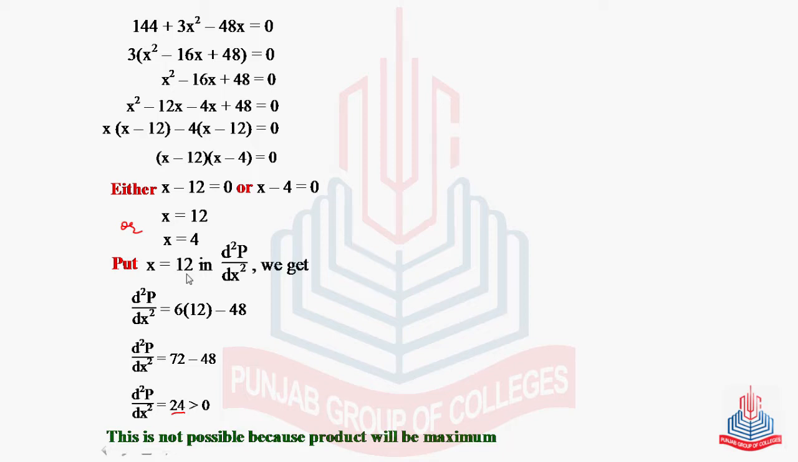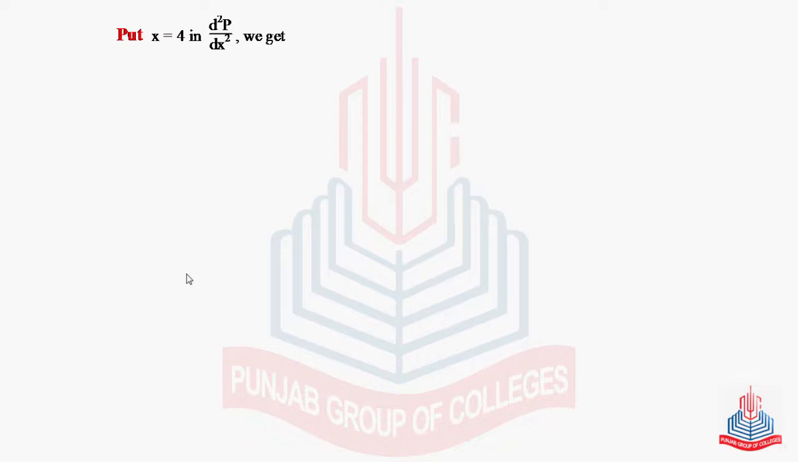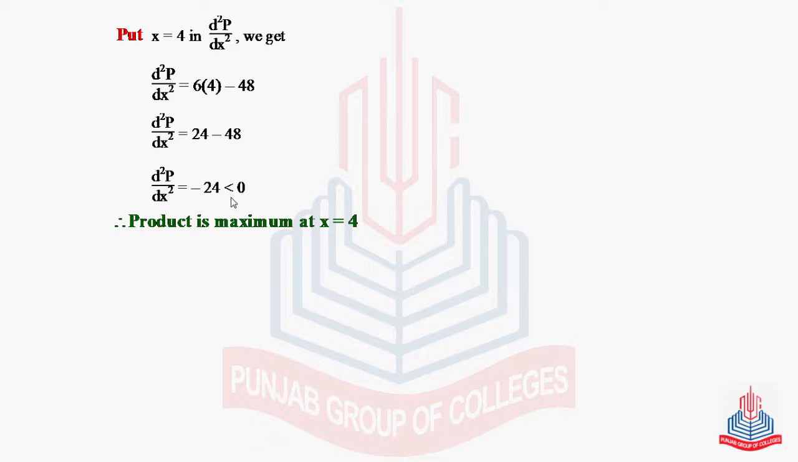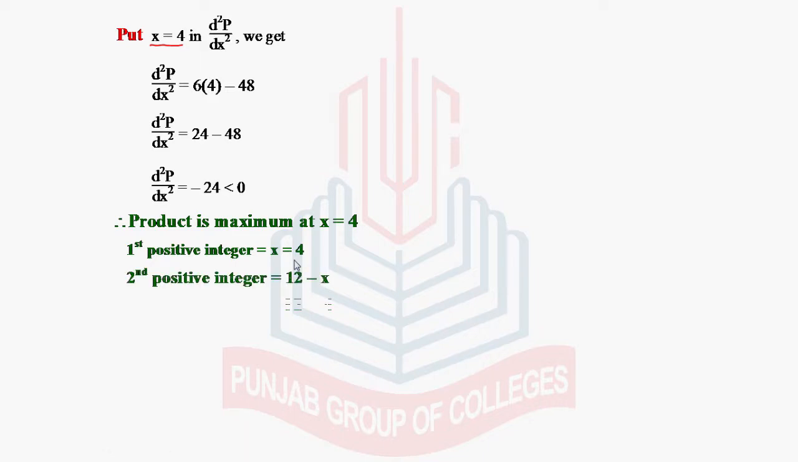So we check the second value, x equal to 4, and put it in the second derivative. We get d2p by dx square, which returns a negative value, minus 24, and the product is maximum at x equal to 4. As the second derivative returns a negative value, the product must be maximum. Hence the first positive integer x is 4, and the second positive integer is 12 minus x, which is 12 minus 4 equal to 8. So we have two positive integers, 4 and 8, whose sum is 12, and the product of one with the square of the other is maximum.